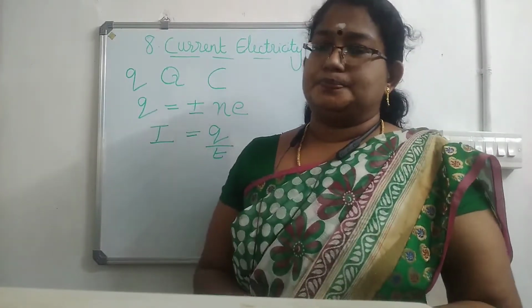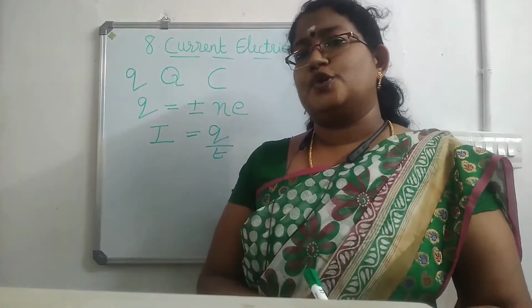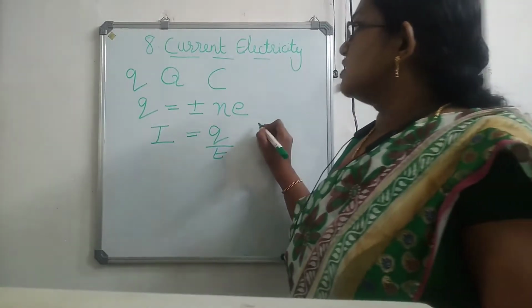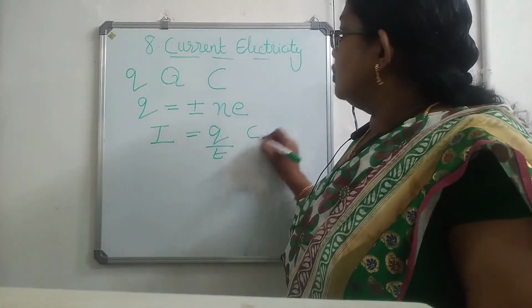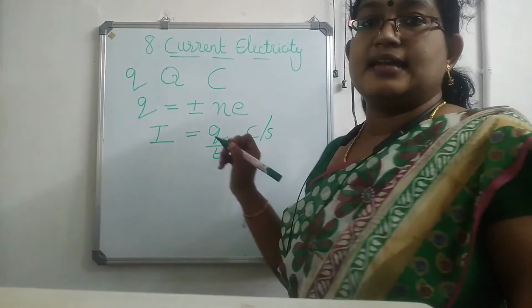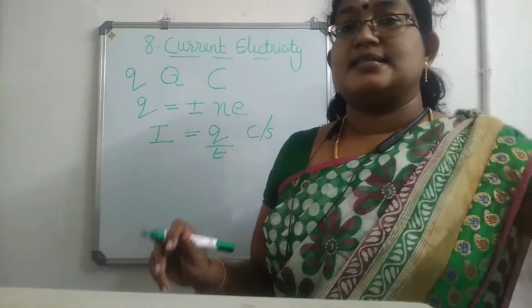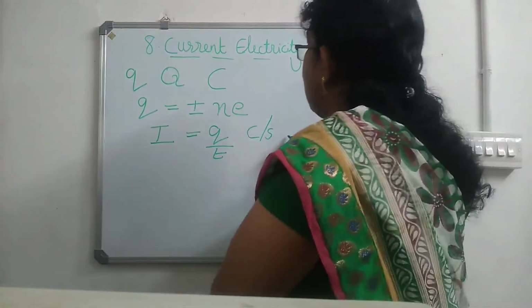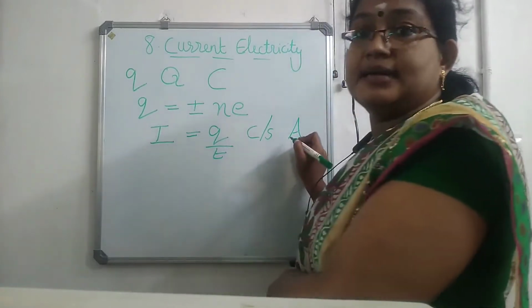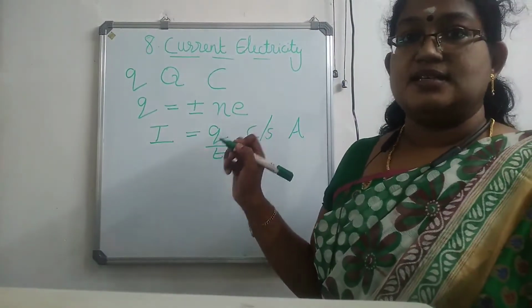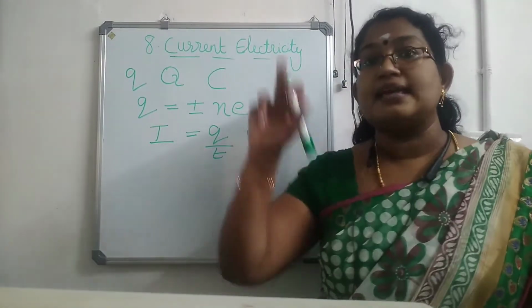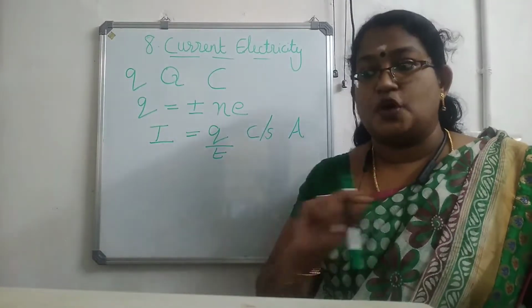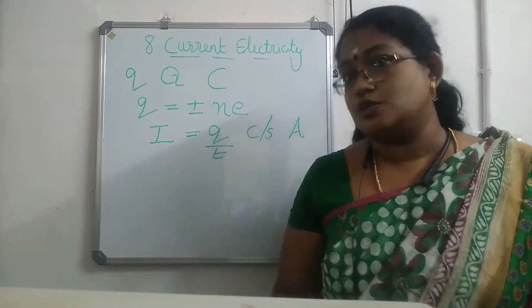And from here, what about the unit for current? Unit for charge is coulomb and unit for time is second. And this coulomb per second is known as what? Ampere. It is also the name of a scientist, and since it is a symbol, capital A is used. If you are writing ampere in full, it should start with a small letter.